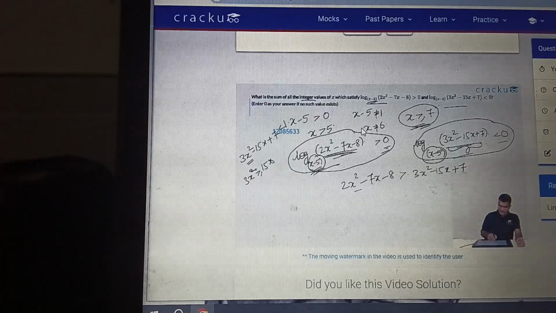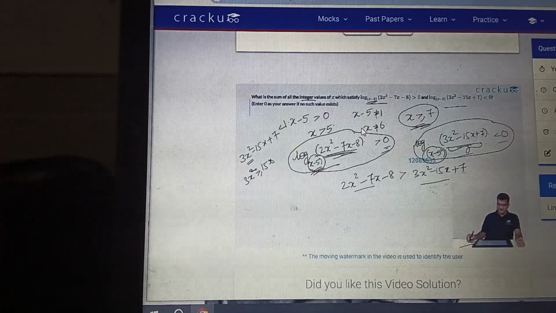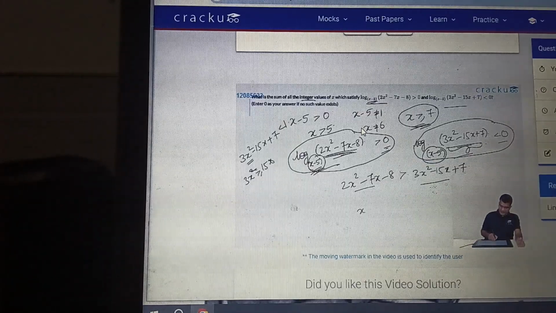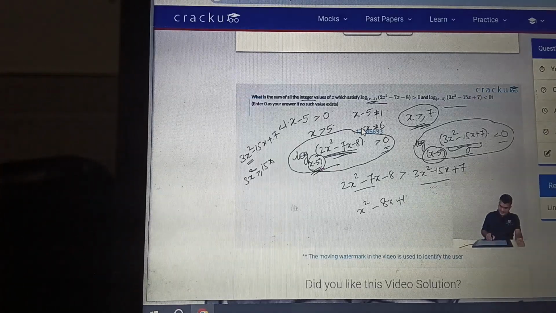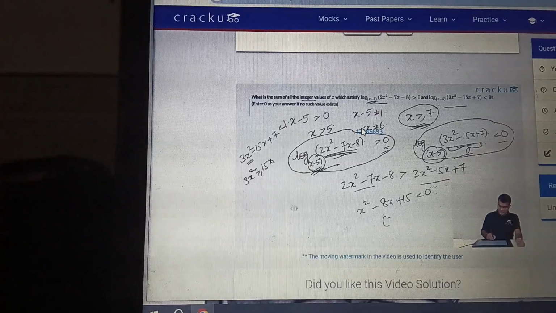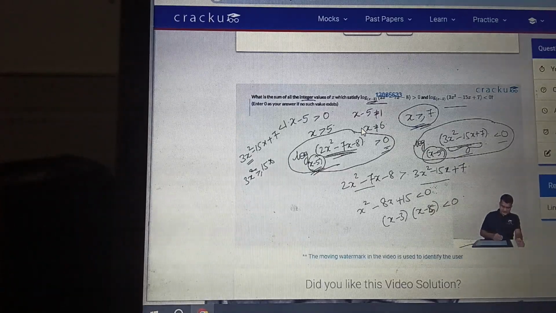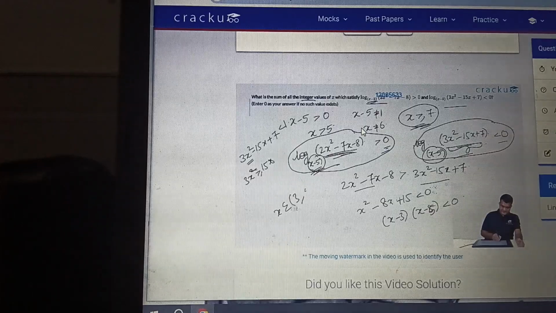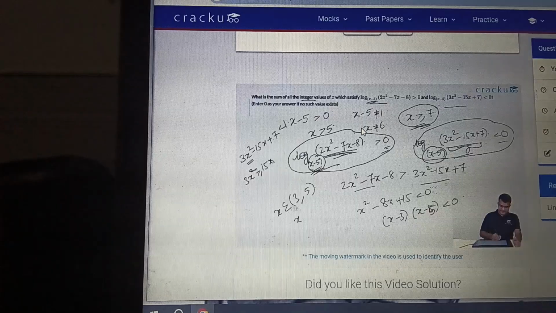So now it would imply that 2x² − 7x − 8 is greater than 3x² − 15x + 7. If you simplify, it will be equal to x² − 8x + 15 is less than 0. You can factorize this to equal (x − 3)(x − 5) is less than 0. So x has to strictly lie between 3 and 5. We also know that x is a natural number, so the value of x will be equal to 4.